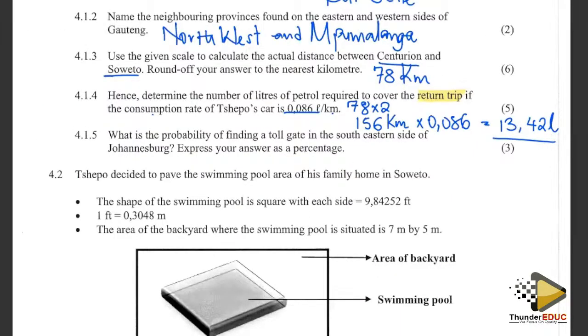We repeat, probability as a percentage. We said there are only 2 toll gates in the southeastern part of Johannesburg. But how many toll gates are there in total? There are 6. But they want the answer as a percentage. We multiply by 100. And the answer we've just got is 33.33%.